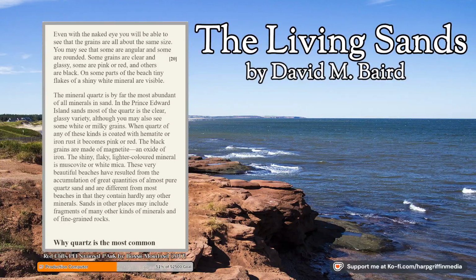These very beautiful beaches have resulted from the accumulation of great quantities of almost pure quartz sand, and are different from most beaches in that they contain hardly any other minerals. Sands in other places may include fragments of many other kinds of minerals and of fine-grained rocks.